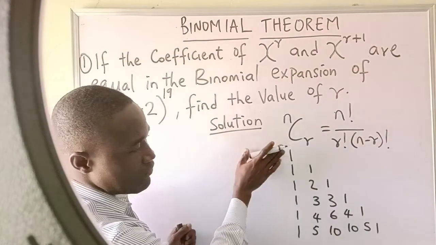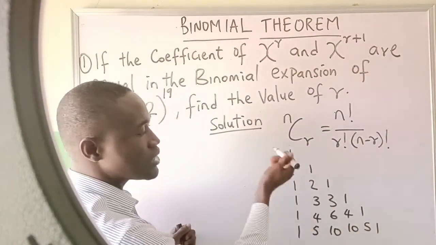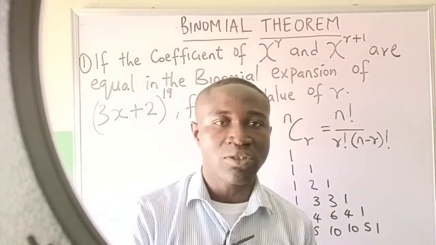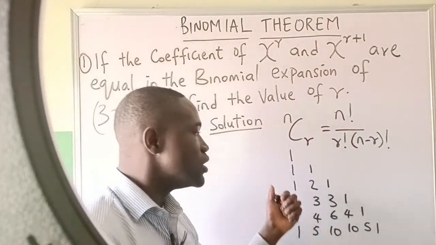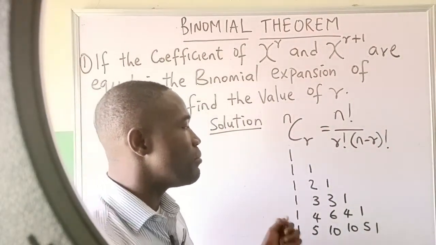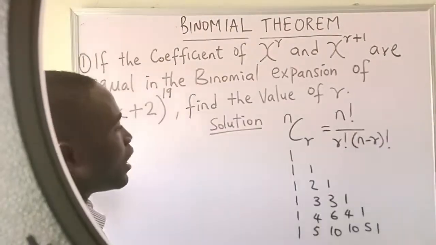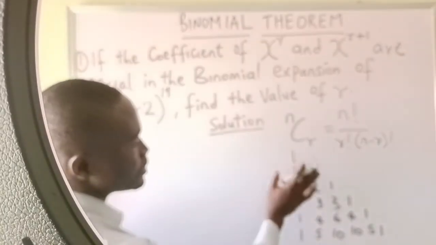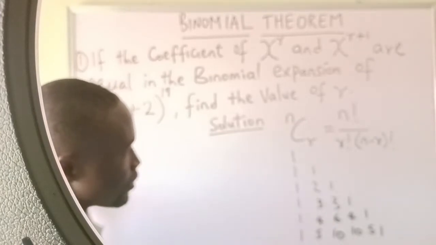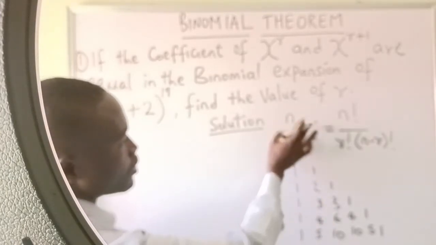You can see it gave us the shape of a triangle. That is why we call it Pascal triangle, because it was introduced or discovered by a man called Pascal. Now, we have seen that we can use this pattern to get the combinatorial coefficient.